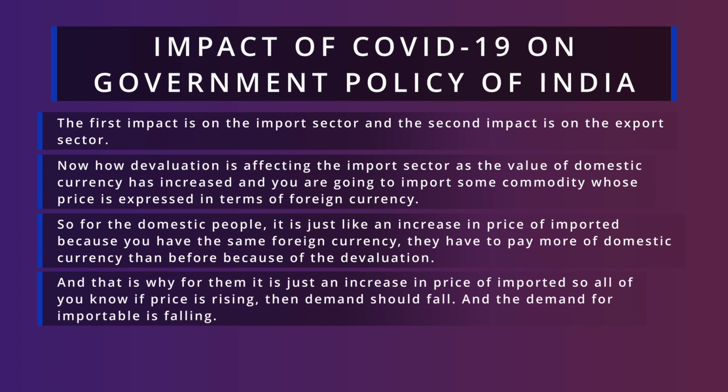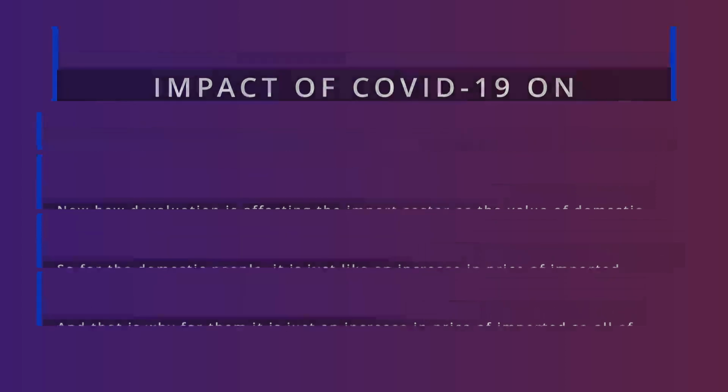So all of you know, if price is rising, then demand should fall, and the demand for importables is falling. So what is the end result? The end result is the import expenditure is falling. And this is something good in terms of the balance of trade. Now come to the export sector.